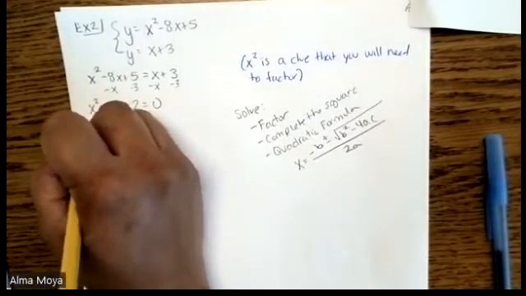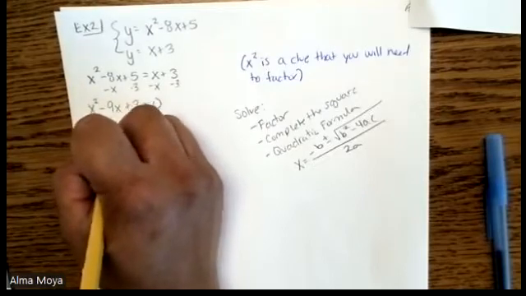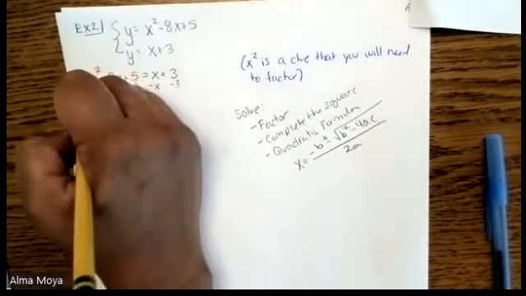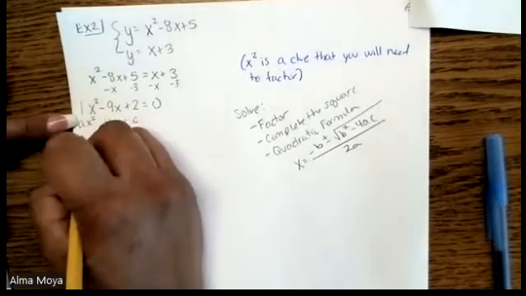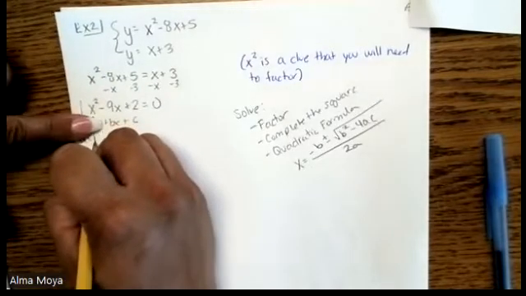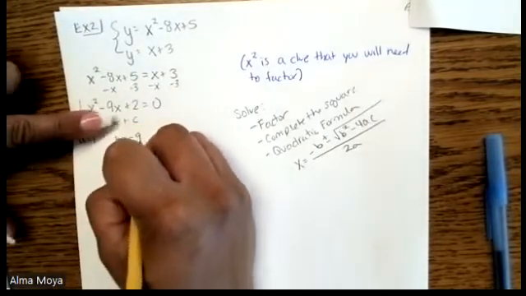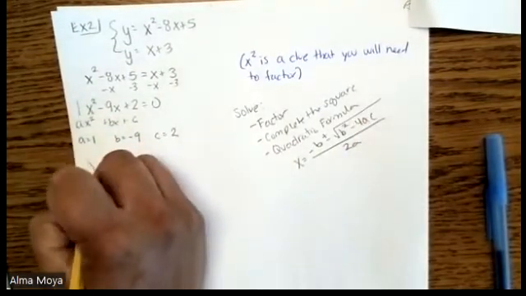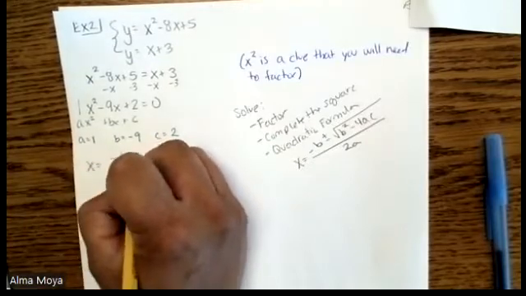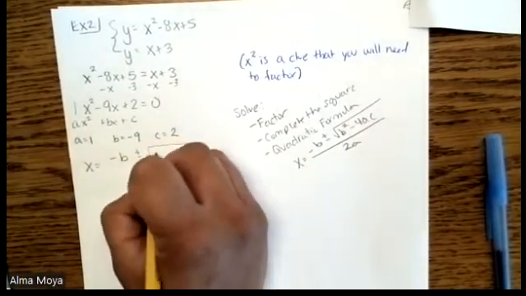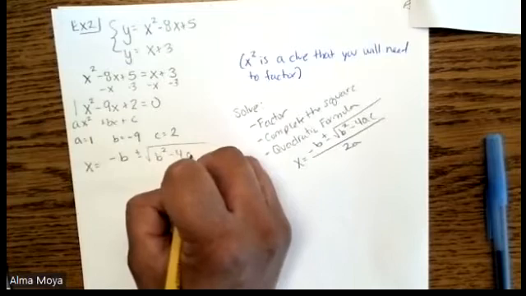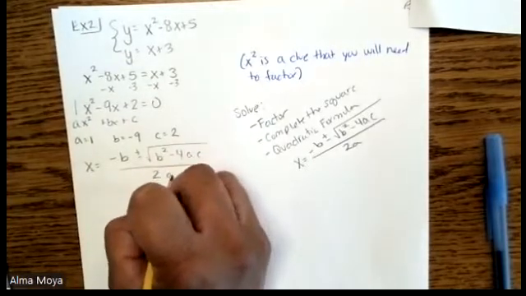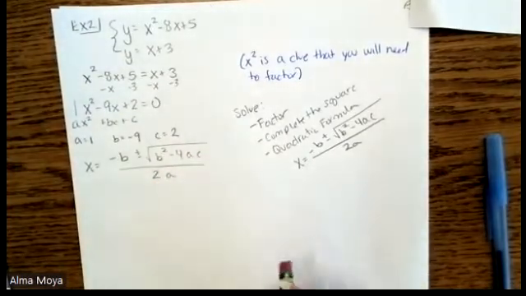So right here, this is ax squared plus bx plus c. There's a 1 here you just don't see. So the a value is equal to 1, the b value is equal to negative 9, and the c value is equal to 2. So I'm going to write down the quadratic formula, negative b plus or minus square root b squared minus 4ac all over 2a, and I'm going to plug in my numbers.